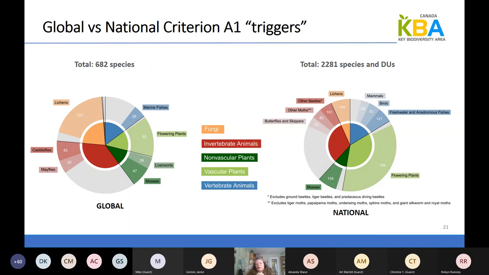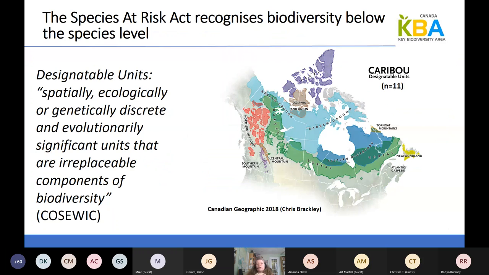Just a bit of an illustration of how much more breadth you will get with the national criterion versus global, across all species. You have about 700 species recognized globally through the global process, but quite a few more, including designatable units, which I'll get into in a second, that would be embraced by the national standard or identified as such.